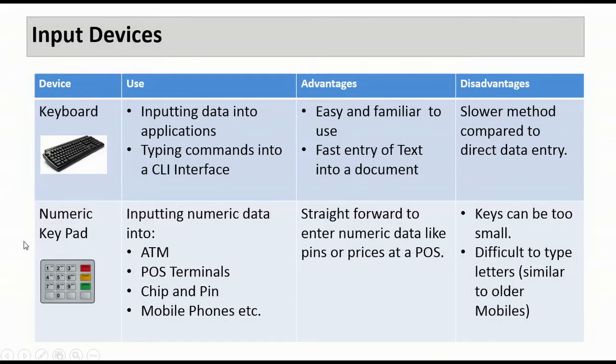The second input device we are going to discuss is a numeric keypad. You would be familiar with a numeric keypad. You would have seen them at ATMs or at the checkout counters in shopping malls, which are called POS terminals. It is straightforward to enter numeric data into it, like a PIN number, the price of something, and so on. But the disadvantage is that you cannot use it to type letters, and this is similar to how older mobile phones used to be. To type C, for example, you have to press 2 three times. 2 will become C, and so on. So this is not very good for text. And even the keys can be too small for consistent typing.